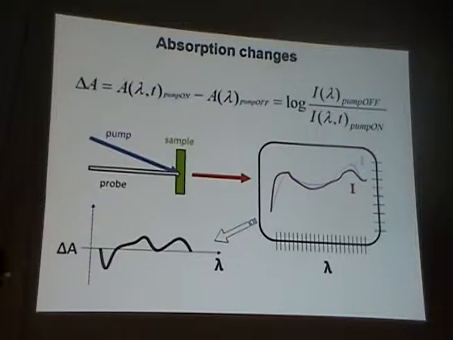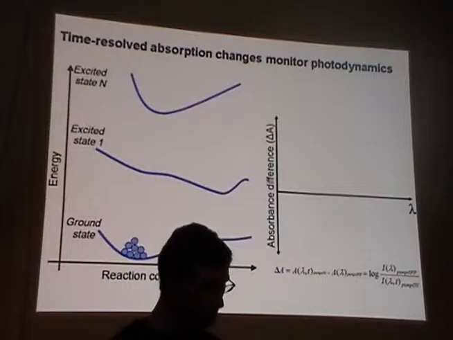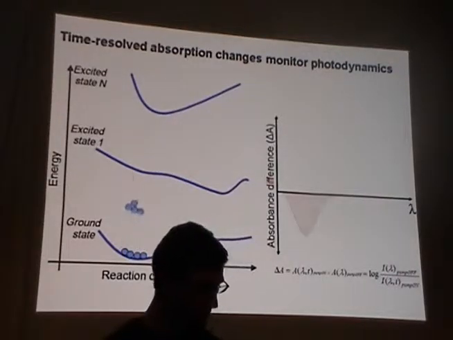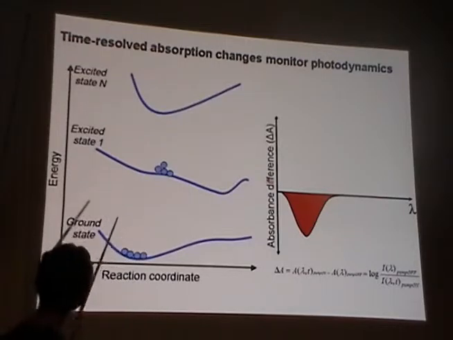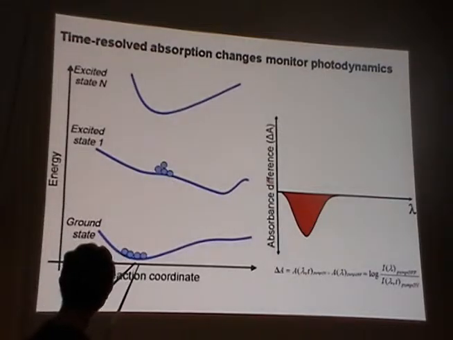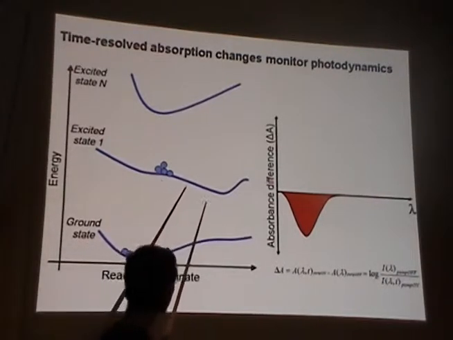Okay, what are different processes that we can get from these spectra? So actually what we are seeing is, well, these are called transient absorption spectra because they show us transient species, transient spectral species. It's a combination of different processes that are taking place in the system. So the three most important ones are illustrated here.